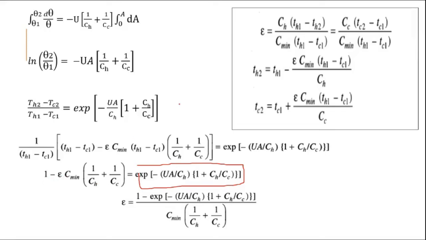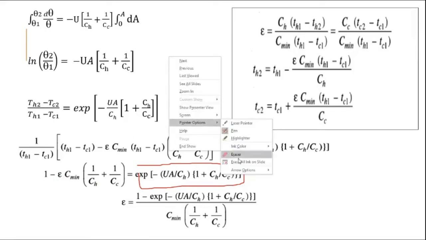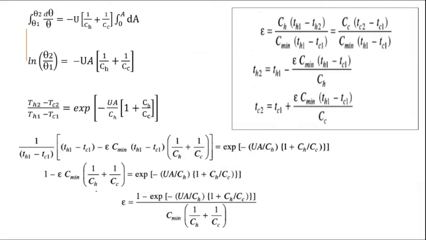We want to find out the value of effectiveness. So see what we are going to do. For finding the value of effectiveness, bring this entire term on the other side. So we are going to get 1 minus the exponential term. I am simply writing exponential of dot dot dot. 1 minus exponential term is equal to epsilon C min multiplied by (1 by Ch plus 1 by Cc). Can we rewrite the expression like this? Yes or no? Yes, sir.